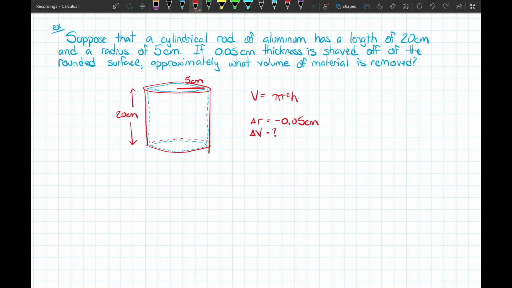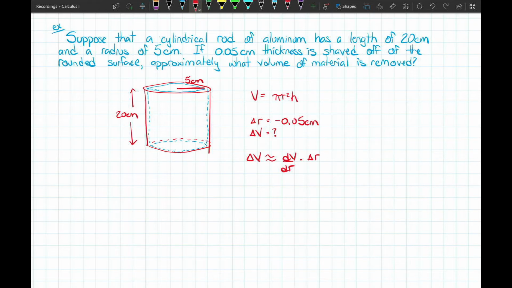Now, of course, you could plug in a radius of 5 centimeters and a height of 20 centimeters, and then repeat that calculation with a radius of 4.95 centimeters and a height of 20 centimeters, and then subtract to get the exact difference. But we just want to do a quick estimation. So to find delta v, we could say that that is approximately equal to the rate of change of volume with respect to radius multiplied by the small change in radius. So we just need to find the derivative dV by dr.